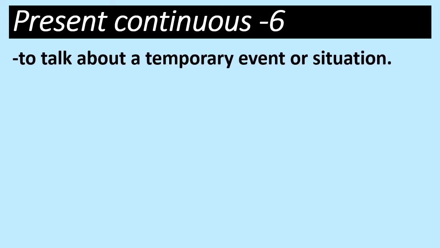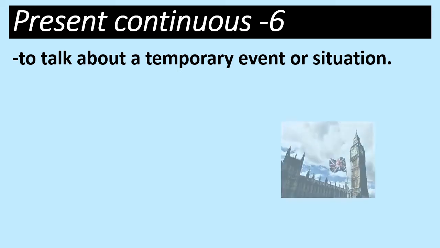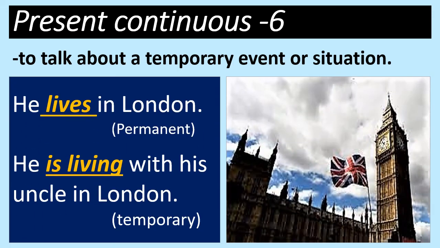Okay, we use present continuous to talk about a temporary event or situation. Look at the picture and look at the examples. He lives in London. It's a permanent situation. He's living there for a long time and he has no plan to leave London. Next example, he is living with his uncle in London. It's a temporary situation. Maybe he is living with his uncle for a temporary purpose and he may not live there for a long time.